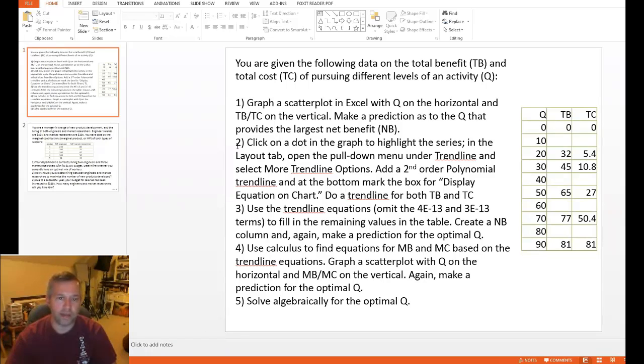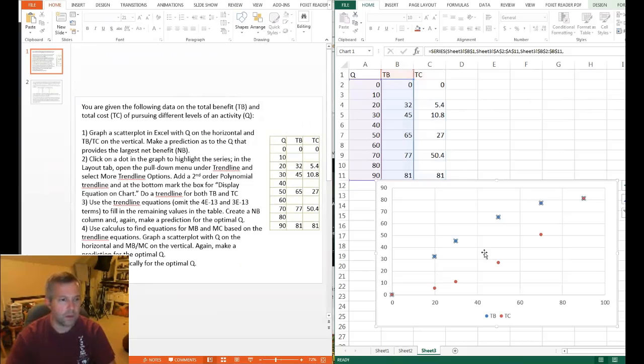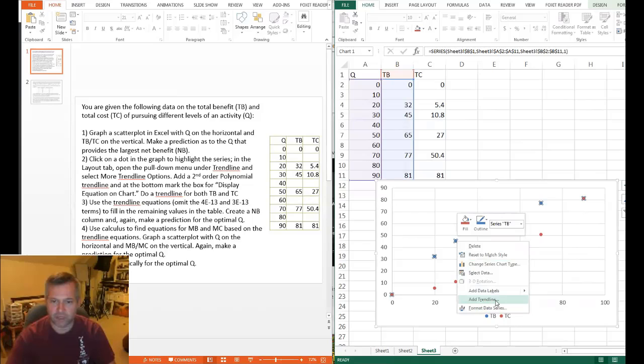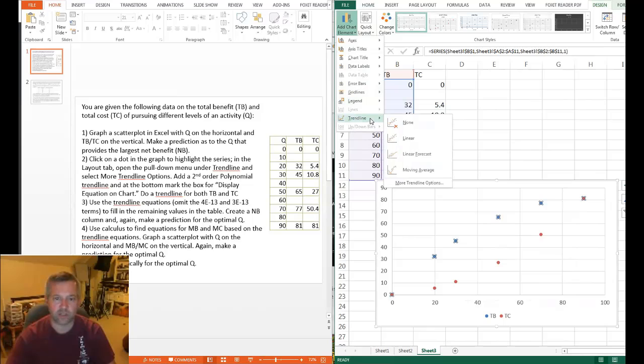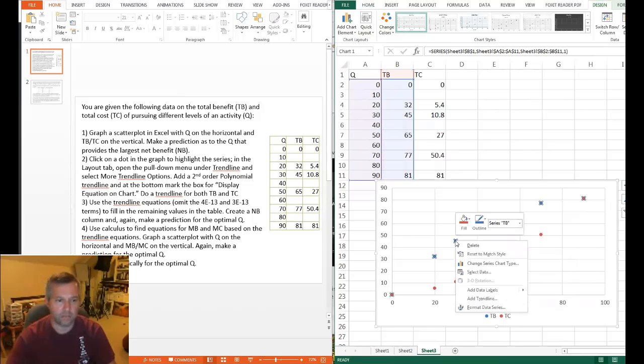Part 2, click on a dot in the graph to highlight the series. And I want to do a trend line. So I can either do that and click on a dot, and I've got this add trend line button here. I could also, if I'm highlighting the blue set of dots, go to design, add a chart element, and I've got trend lines there too. Add trend line.